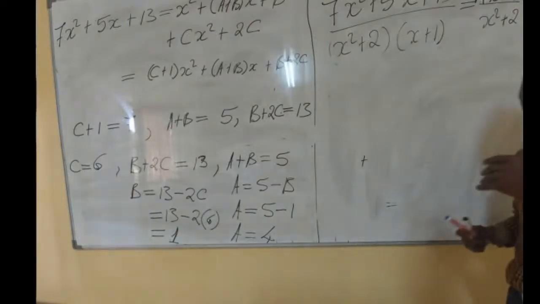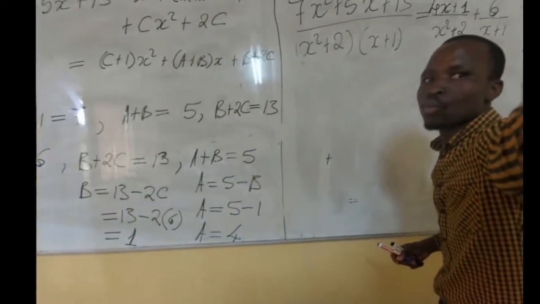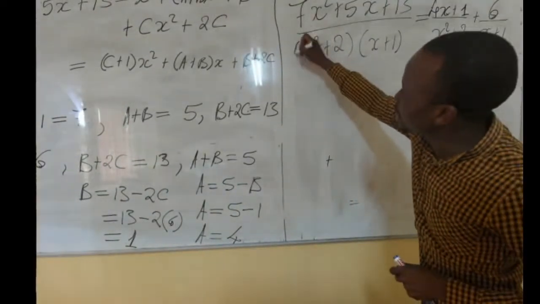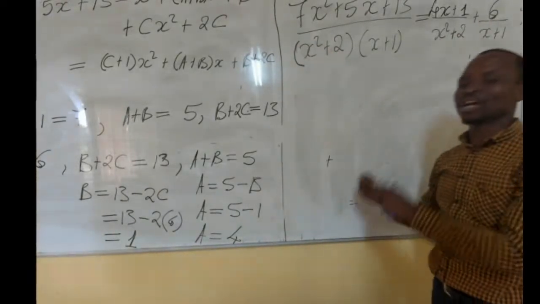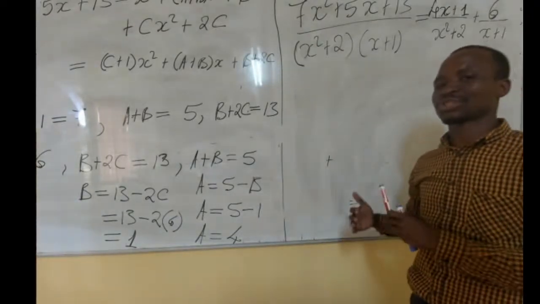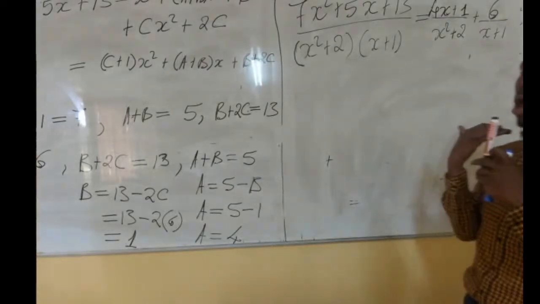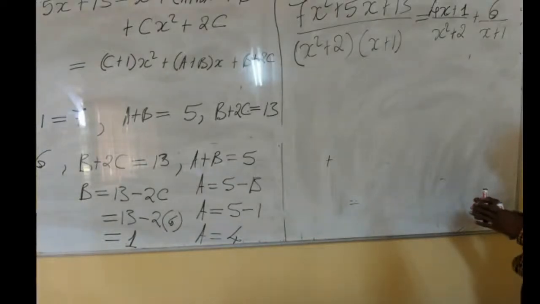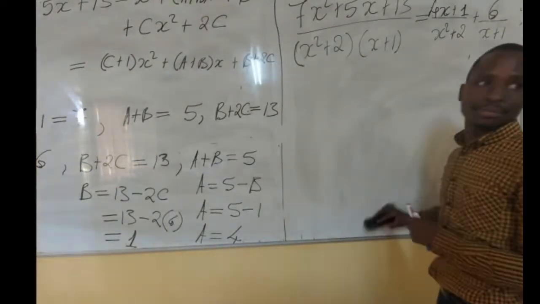this rational function which has the denominator with a quadratic factor that cannot be factorized into real factors. Or rather, that cannot be factorized without the use of surds and also imaginary numbers. So this is how we can handle such a question.